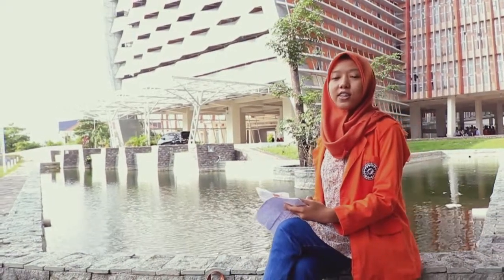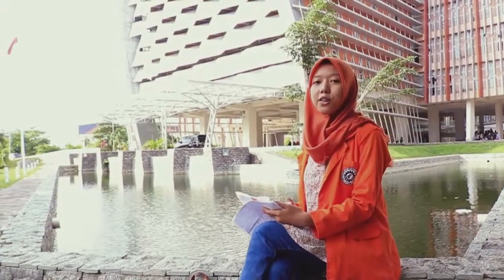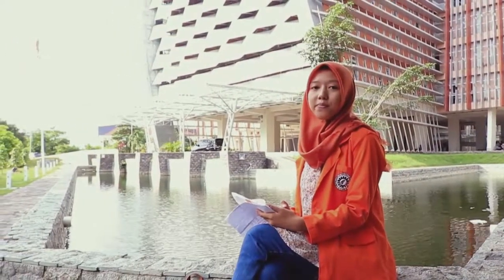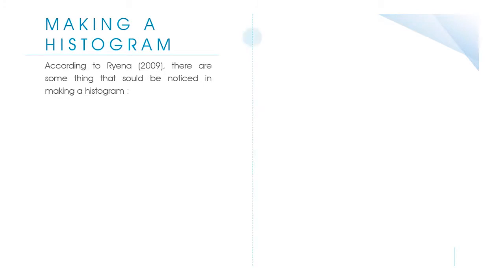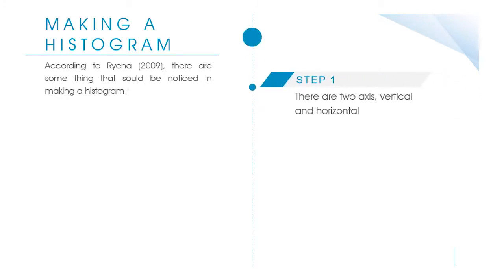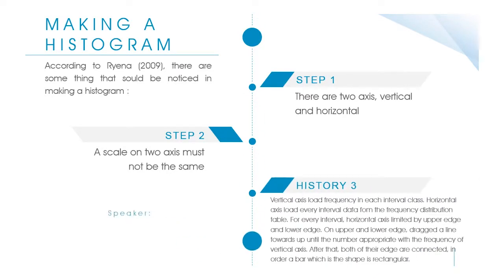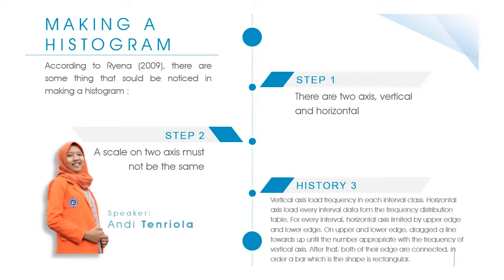According to Rayana 2009, there are some things that should be noticed in making a histogram. First, there are two axes, which are vertical and horizontal. The second, the scale on the two axes must not be the same. The third, the vertical axis is the frequency in each interval class. The horizontal axis is every interval of data from the frequency distribution table. For every interval, the horizontal axis is limited by the upper edge and lower edge.